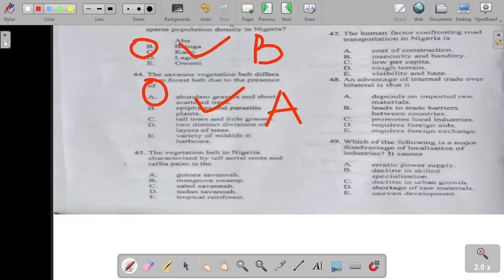45. The vegetation belt in Nigeria characterized by tall aerial roots and raffia palm is Guinea savanna, mangrove savanna, shea savanna, Sudan savanna, or tropical savanna. The answer is mangrove savanna.